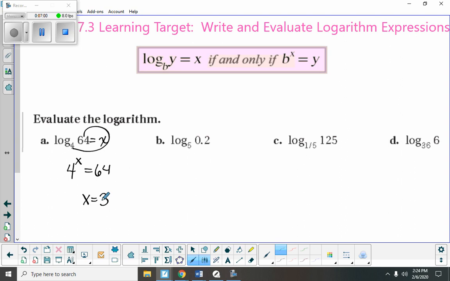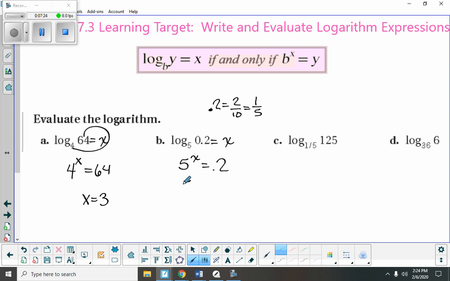So here's another problem. This is in log form. Log base 5 of 2/10 is equal to what? So we'll write it in the other form. 5 to the x equals 0.2. If you look at your root sheet, you don't see any 0.2s on there. However, remember, 0.2 actually means 2/10. And if we reduce that, that's 1/5.